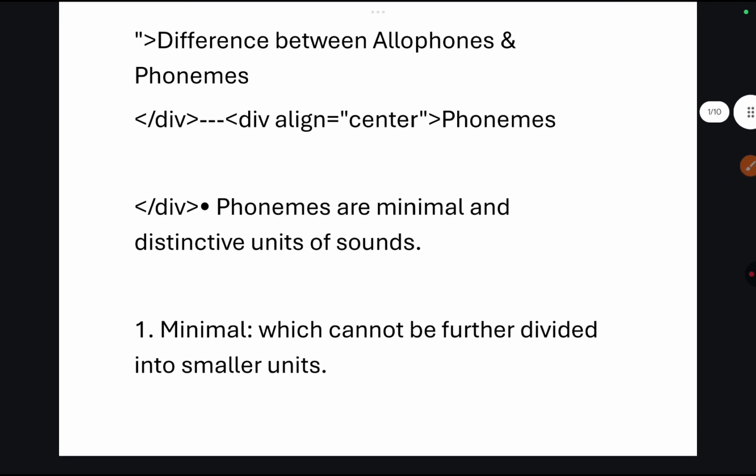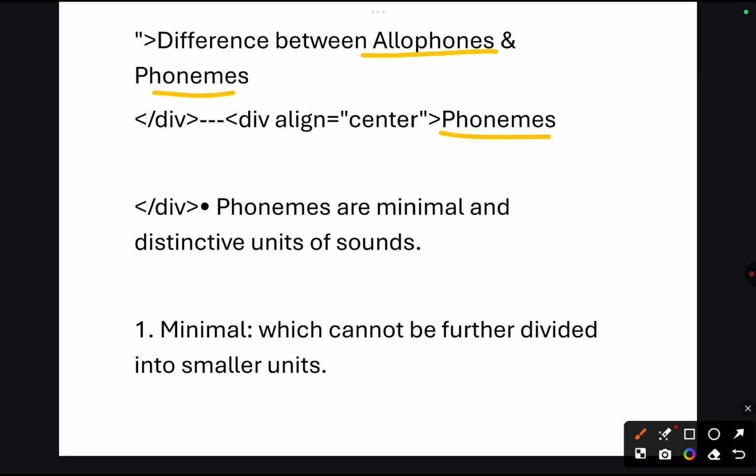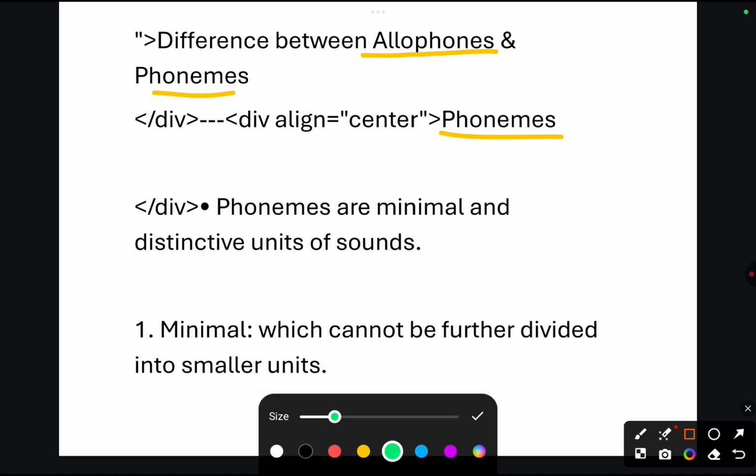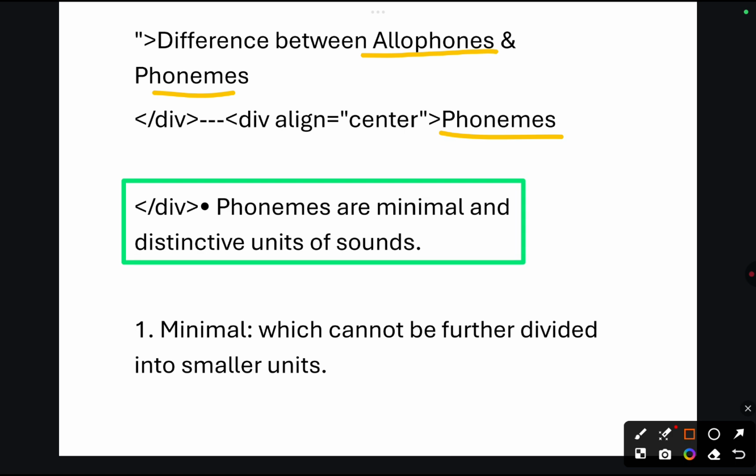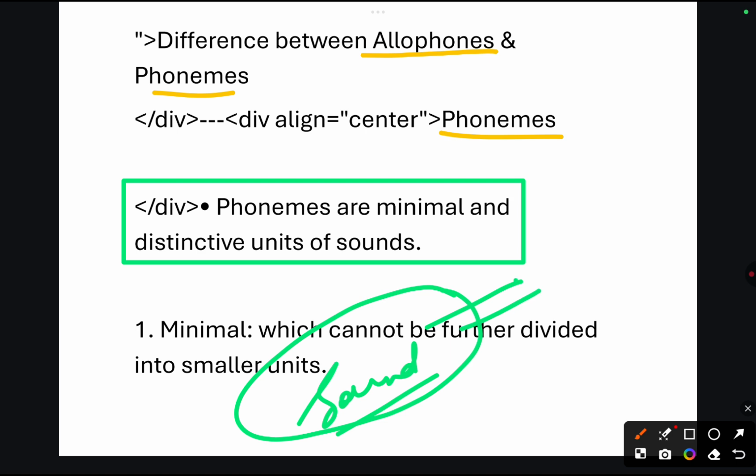What are allophones and phonemes? First we are going to see phonemes. So what is a phoneme? A phoneme is the minimal and distinctive unit of sound. Friends, a phoneme is basically a sound which has been chosen in any particular language. For example, in English there are 44 phonemes.